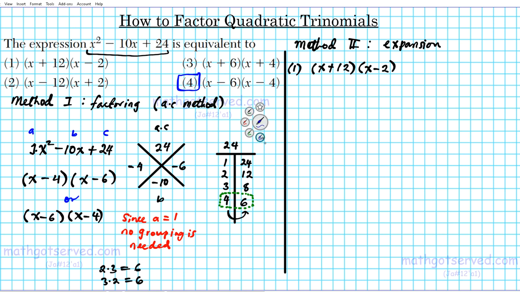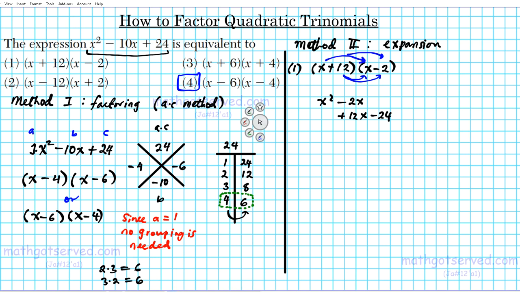First, outer, inner, last. Multiply that out. You have x times x is x squared. The outer is x times negative 2, negative 2x. The inner is 12x. And then last is negative 24.